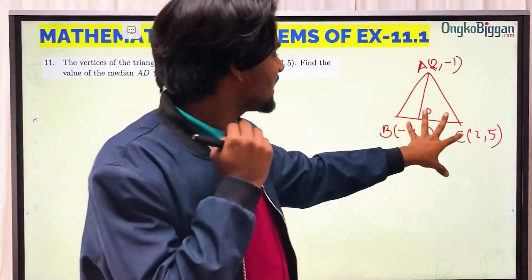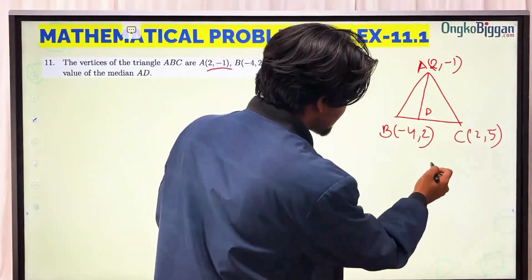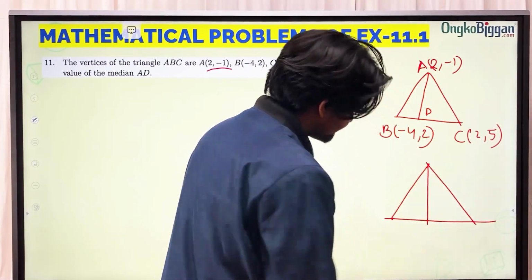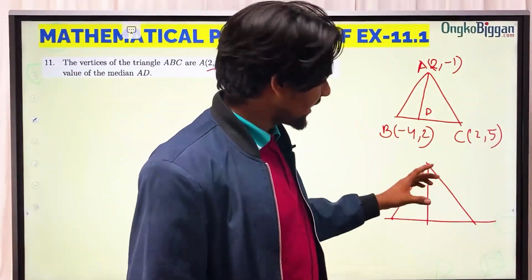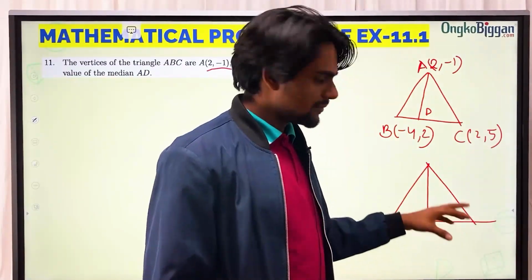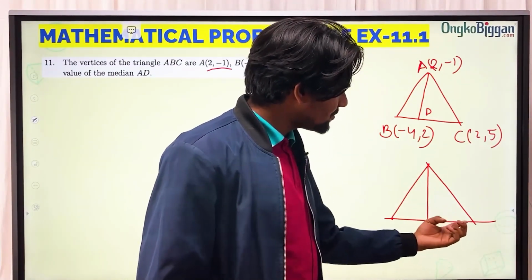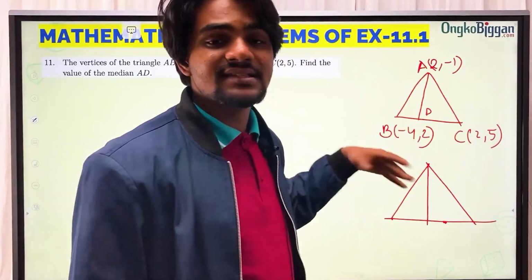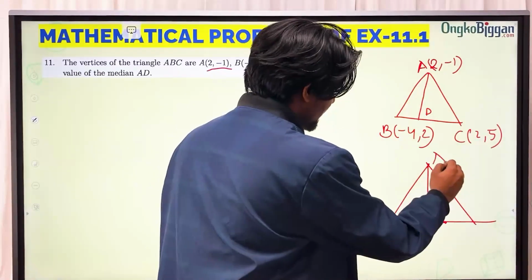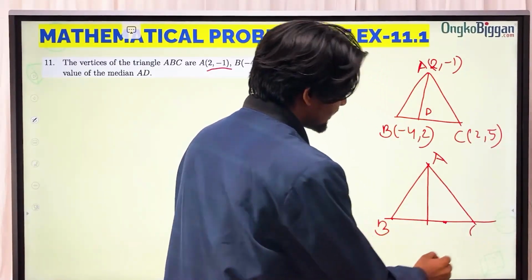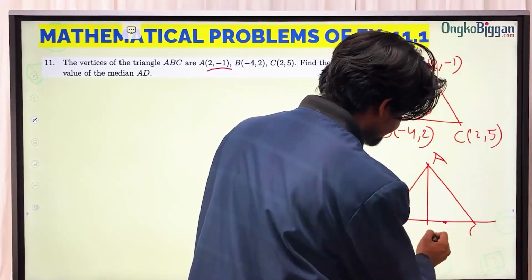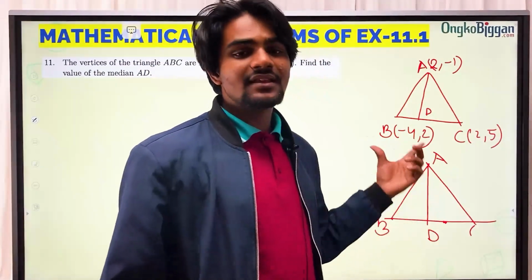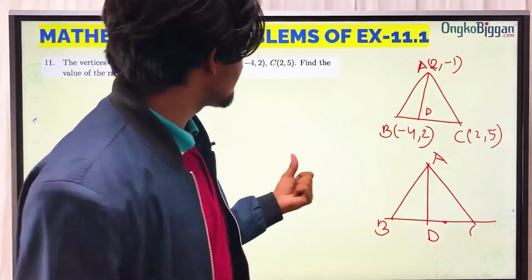For example, here this is the line BC. I should have drawn the triangle perfectly. So if this is a triangle, the line joining the midpoint of a side to the opposite vertex is called the median. So here ABC is the triangle, and the midpoint of BC is D. So the line joining the point A and D is the median of the triangle ABC.